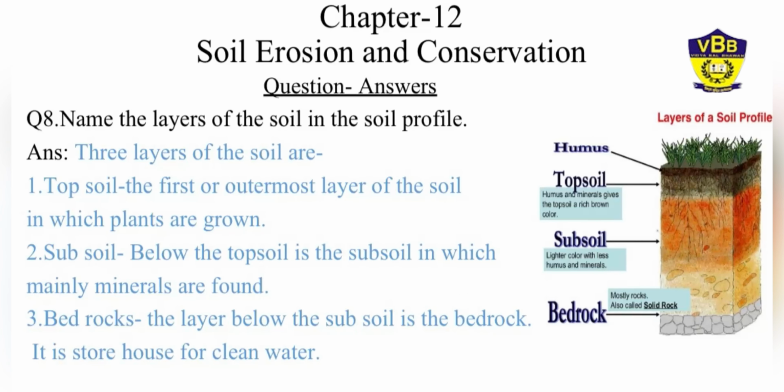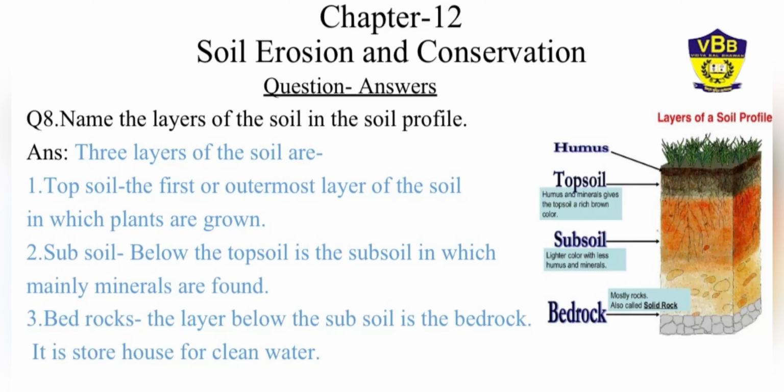Question number 8. Name the layers of the soil in the soil profile. So in the soil profile, we are having mainly three layers. First is the topsoil, then subsoil, and the third one bedrock. So first topsoil. The first or outermost layer of the soil is called topsoil. This is the most fertile layer of the soil because it contains remains of dead plants and animals which make the humus, which is good for the growing of plants.